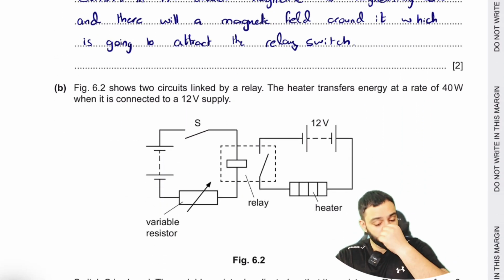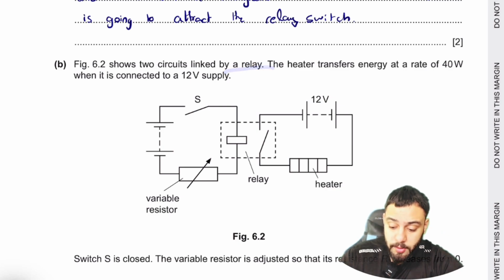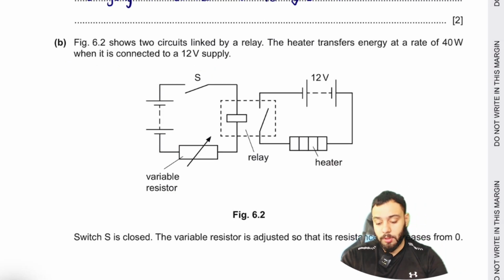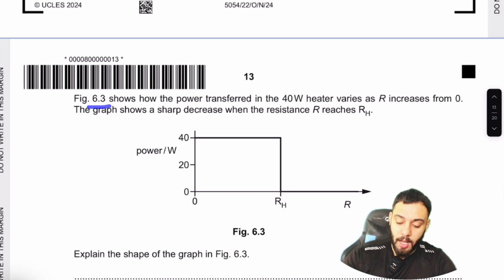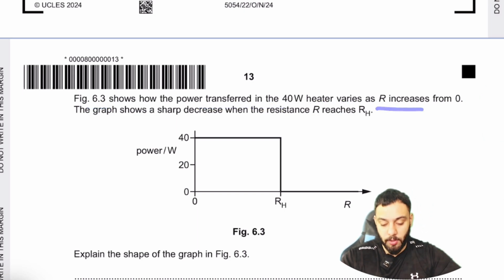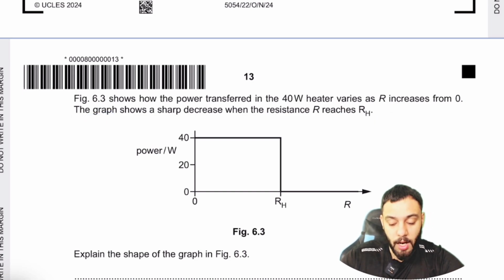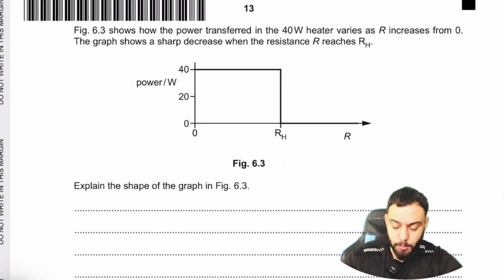All right, part B. Figure 6.2 shows two circuits linked by a relay. The heater transfers energy at a rate of 40 watts when it is connected to a 12 volt supply. Switch S is closed, and the variable resistor is adjusted so that the resistance R increases from 0. Figure 6.3 shows how the power transferred in the 40 watt heater varies as R increases from 0. The graph shows a sharp decrease when the resistance R reaches RH. Explain the shape of the graph in figure 6.3.